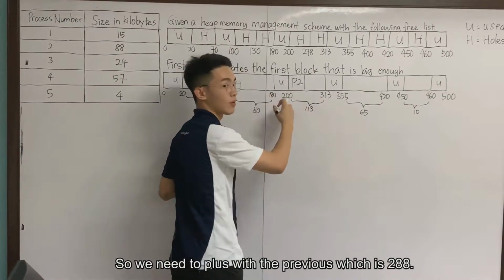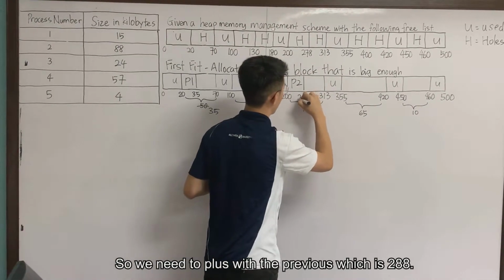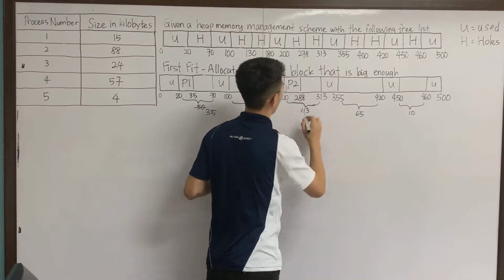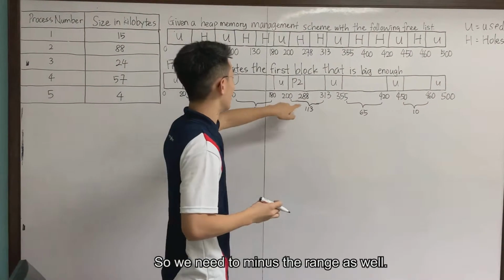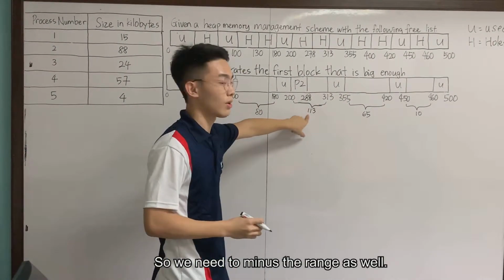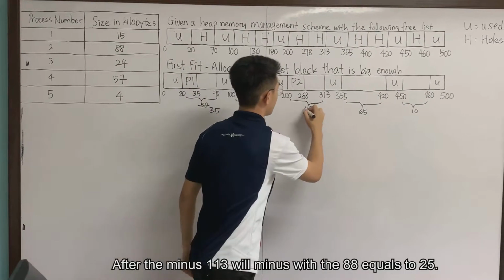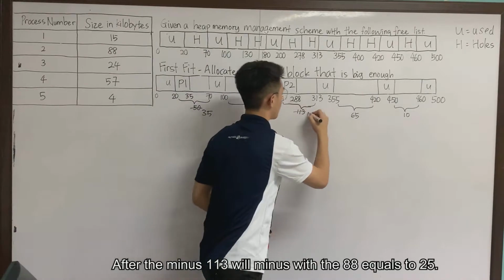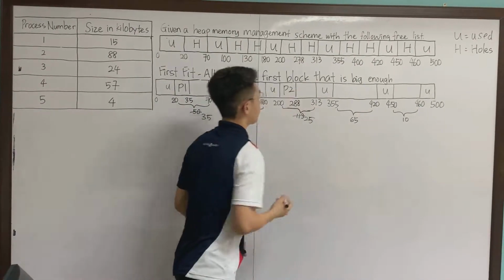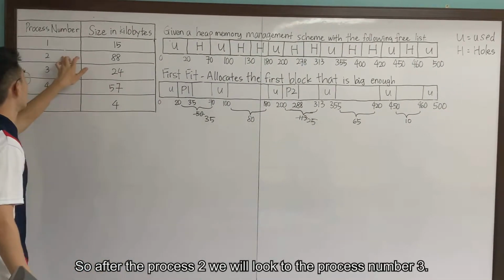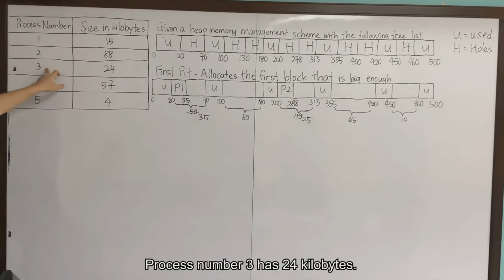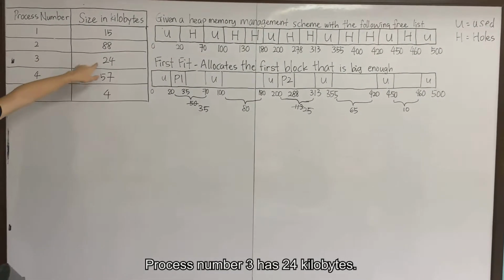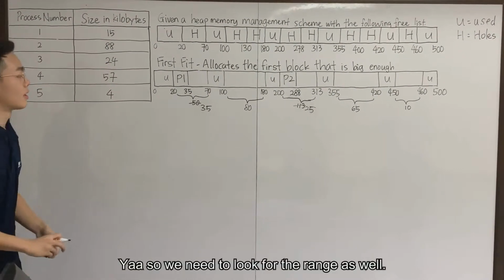So we need to pass with the previous, which is 200, and so we need to minus the range as well. After the minus, 113 minus 88 equals 25. Okay, after process number 2, we will look to process number 3. Process number 3 has 24 kilobytes.